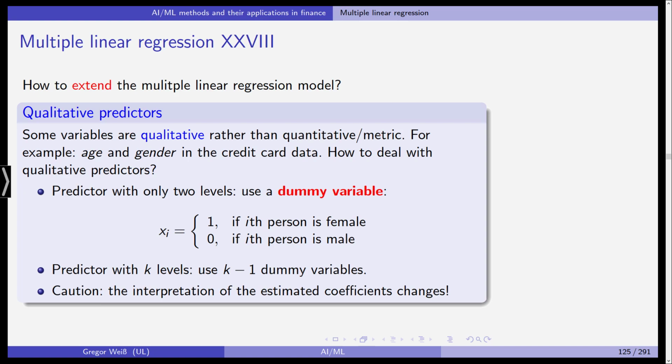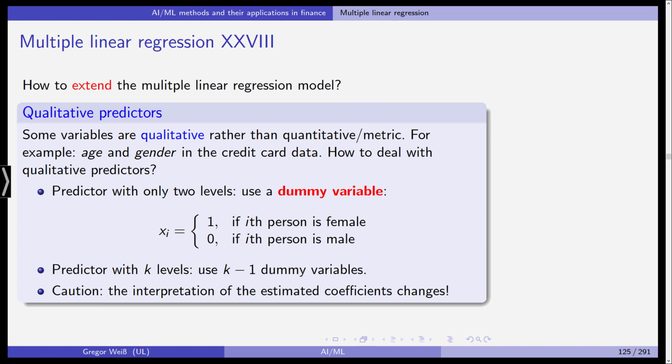For example, if we want to code gender in a very simple way, we can also include more gender types, but if we only use 2, female, male, it's xi equal to 1 if the ith person is female and 0 otherwise. And then we get a dummy variable for a predictor with only 2 levels, and we can include it in our regression just as any quantitative model variable. If we have k levels, we can actually code this in the following way. We only use k minus 1 dummy variables.